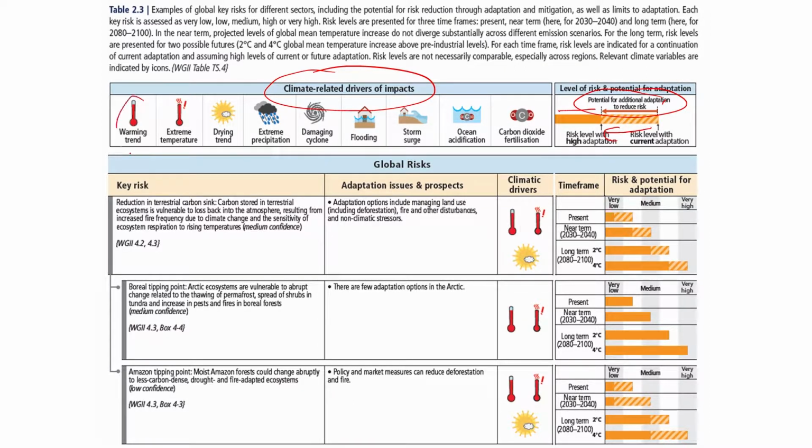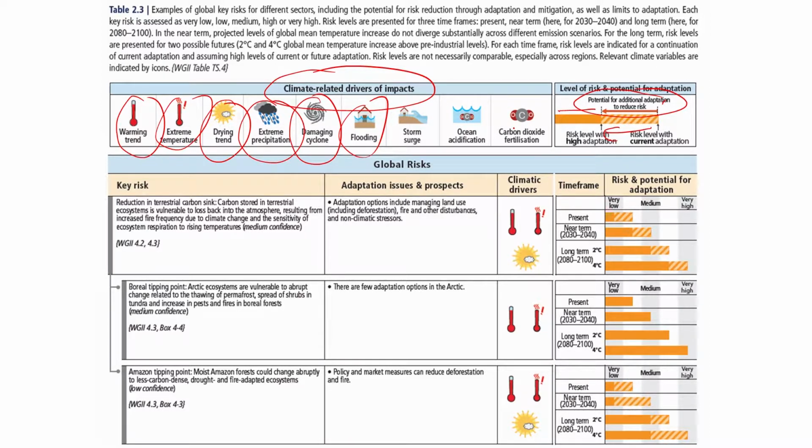So the drivers, obviously the warming, extreme temperatures, so warm nights, warm days, reduced cold nights, cold days, the drying trend, which is obvious in many places, extreme precipitation. 2018 has been an exceptionally wet year in many places, damaging cyclones, flooding, storm surge, ocean acidification, and carbon dioxide fertilization, which is essentially the ability of the plants, some of the vegetation, to grow faster because there are elevated levels of carbon dioxide in the air. We discussed that a little bit before.